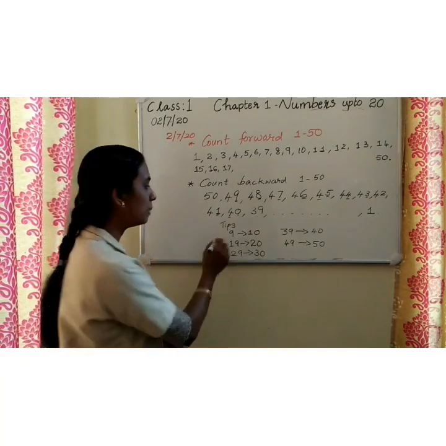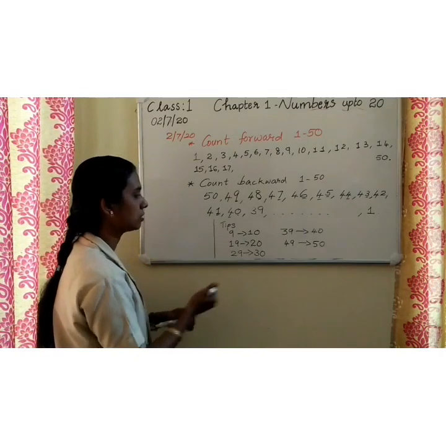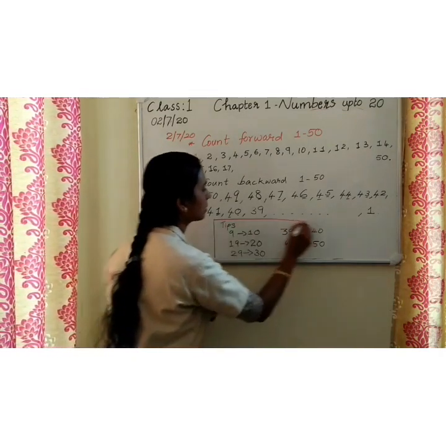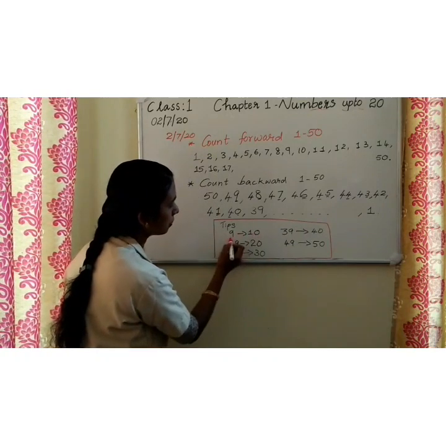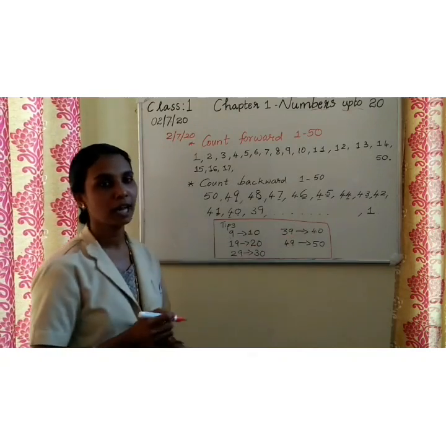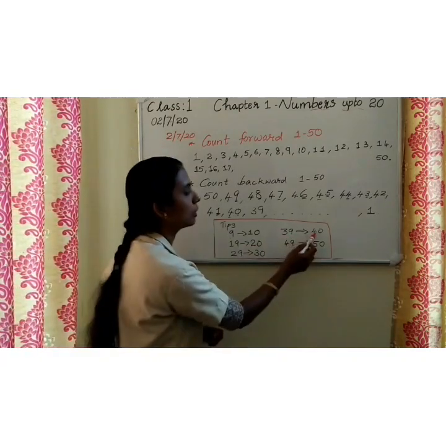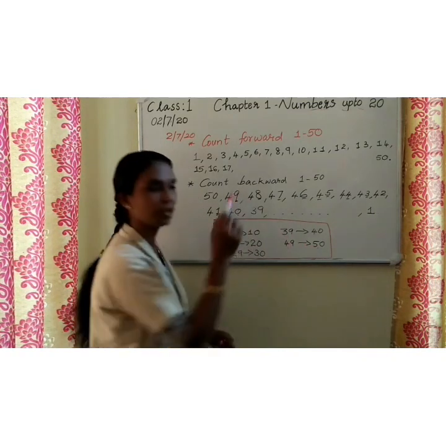Okay? Everybody write this tip in your notebook and draw a box like this. Okay? This one after, this one before. So, this tip will help you to write the number before 40. What comes before 40? 39. What comes before 50? 49.